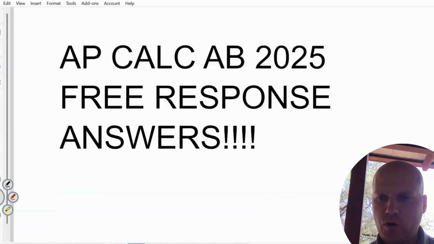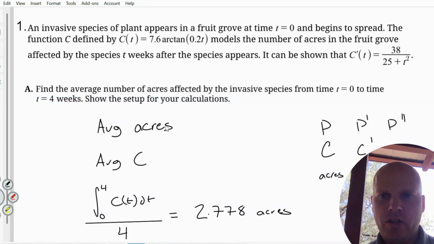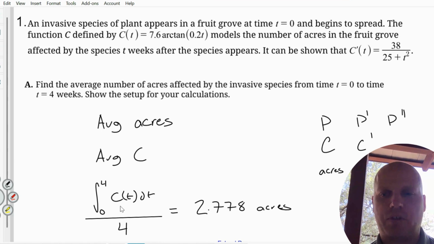So, the first part was find the average number of acres affected. So, this is the average acreage. The average acres would be the average C, not the average C prime, because C is going to be acres and C prime is acres per week. To find the average of something, I want to accumulate that something and divide it by the interval, and boom, I'm going to get my answer.